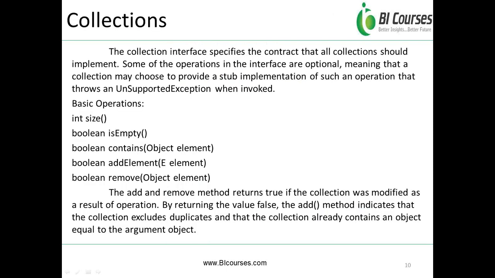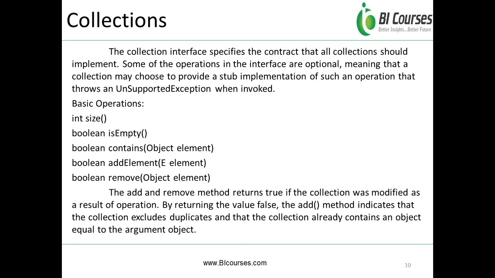Next is collections. The collection interface specifies the contract that all collections should implement. Some of the operations in the interface are optional, meaning that a collection may choose to provide a stub implementation of such an operation that throws an unsupported operation exception when invoked. If you want to get the size of a collection, you can use the size method, isEmpty and contains. If you want to check whether a particular element is available in that list or not, you can use the contains method, and you can use add and remove.